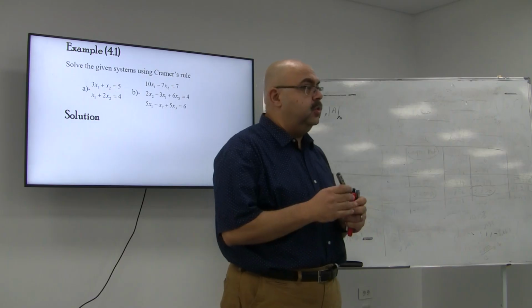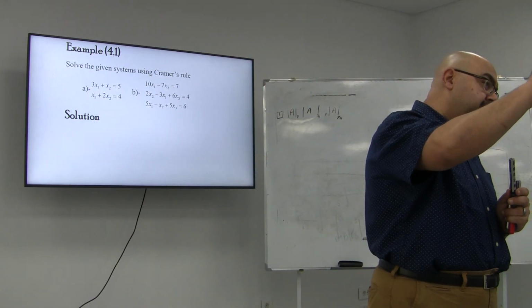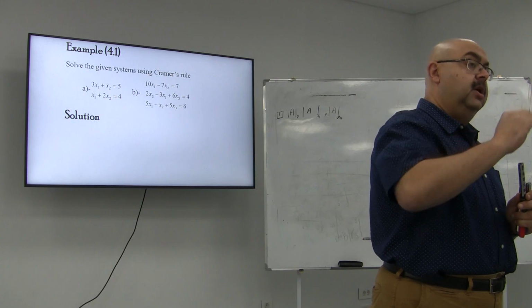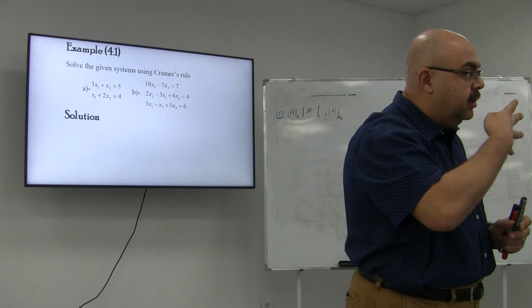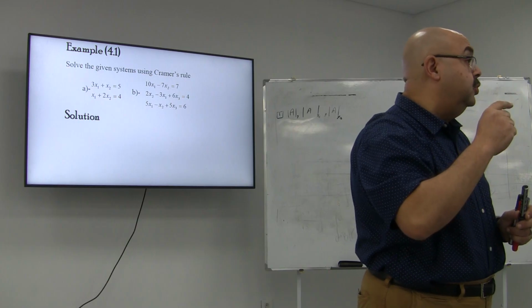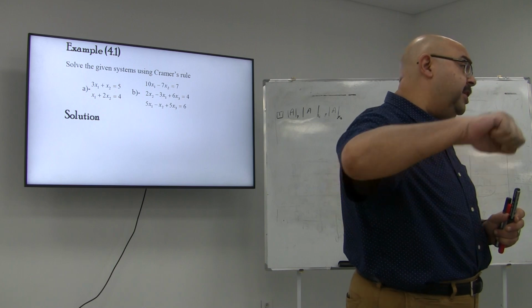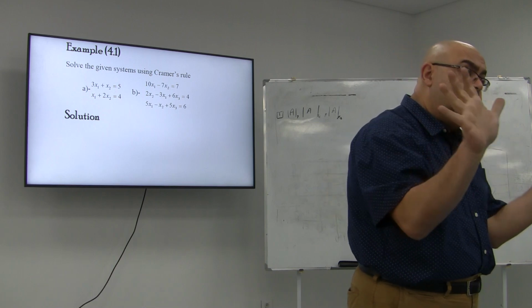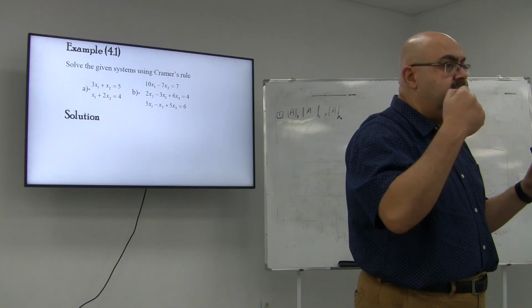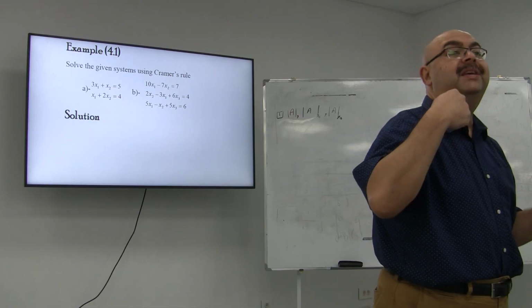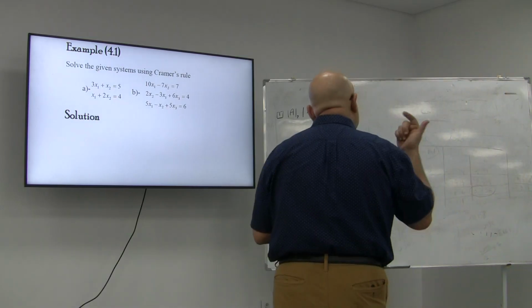For a system of 2 by 2, I will have to evaluate how many determinants? 3 determinants. So if I have 3 by 3, I will have to evaluate 4 determinants. If I have to solve a 5 by 5 system of equations using Cramer, how many determinants should I evaluate? 6 of them. So the number of determinants will at all times exceed the number of equations by 1. This is the first step.